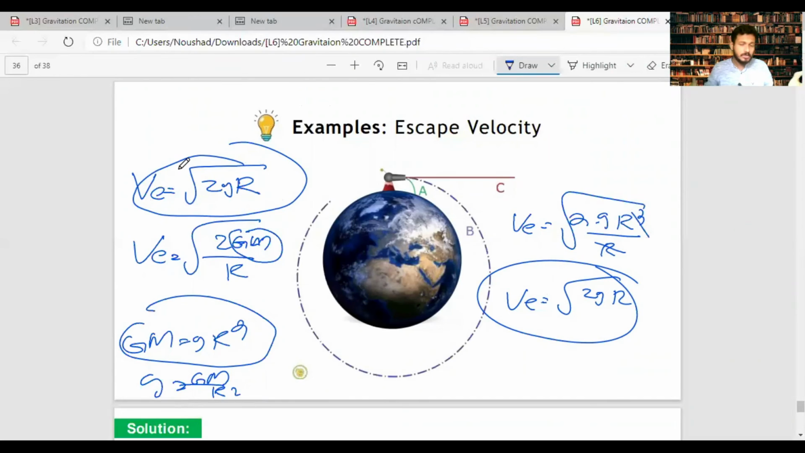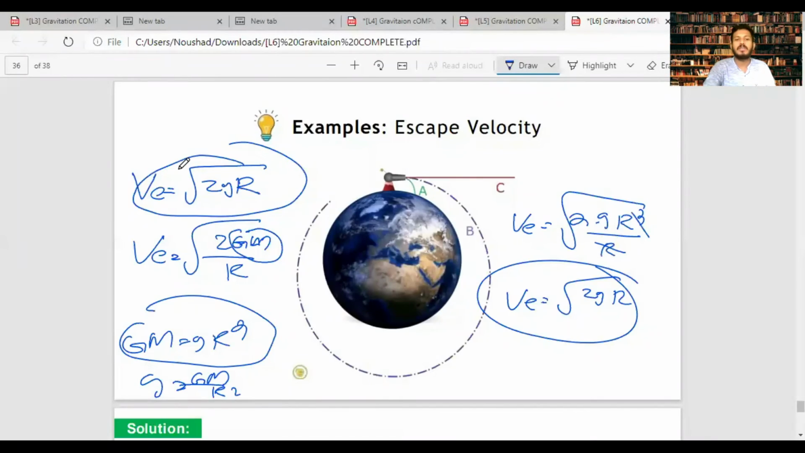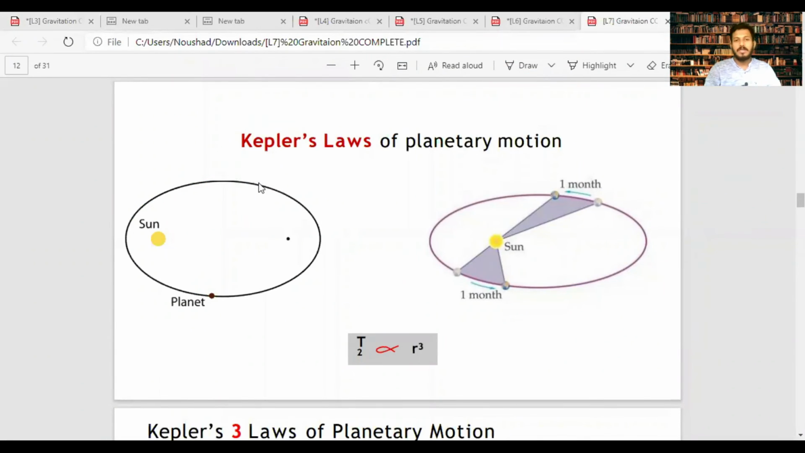If a satellite or any object has escape velocity, it will escape from the gravitational field of the planet. That's it. That is the example and equation for escape velocity. Just notice that the escape velocity equation is root 2 gR. That's all. Okay. Next, Kepler's law of planetary motion.